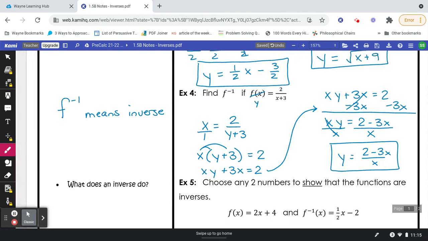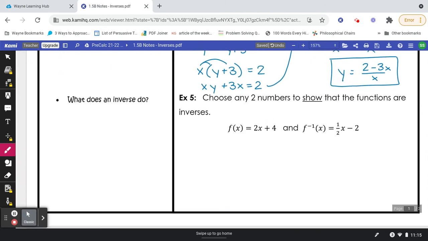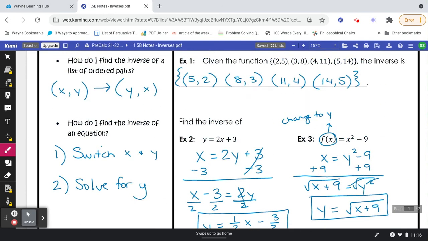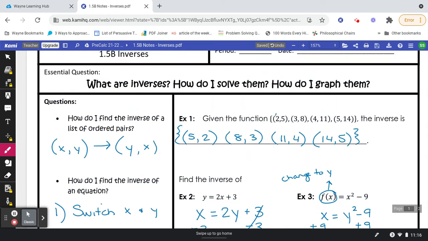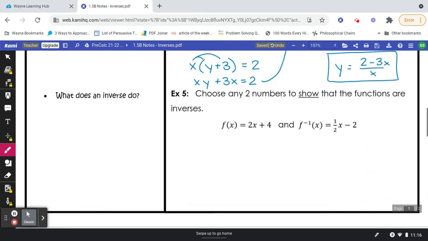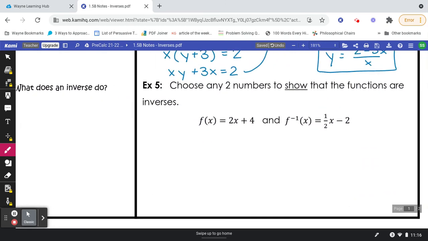All right, so what do functions or inverse of functions actually do? They literally take you back to where you started. So if we go back up to the top, 2 took you to 5. This kind of takes you back. 5 takes you back to 2. So it gets you back to the number that you started. It reverses what we've done. So in order to show that two things are inverses, we're just going to choose any two numbers and show that it actually does reverse it.